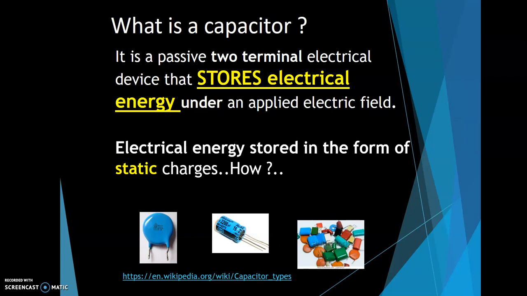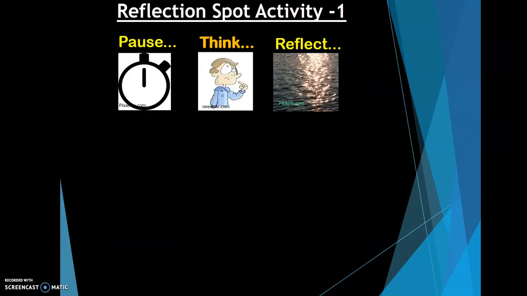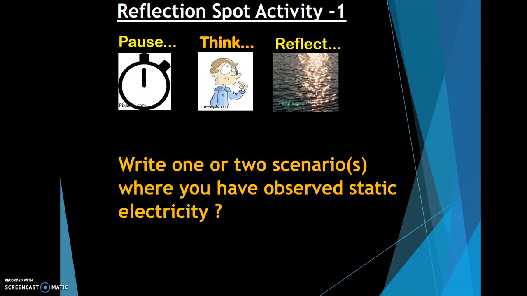The word static means immobile, or remaining in one place. You might be familiar with the concept of static charges or immobile charges, and how static electricity is produced. I would like to follow up this concept with a reflection spot activity. Now pause the video, think, and write one or two scenarios where you have observed static electricity. After you're done, you can play the video again.